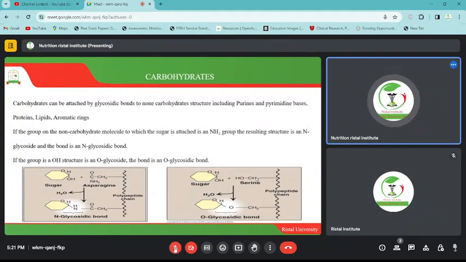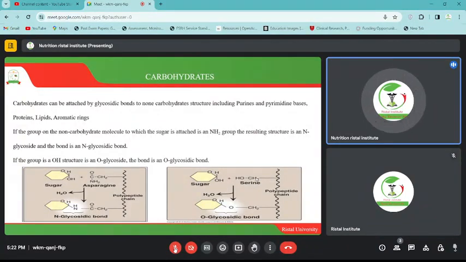Continuing with the carbohydrates, they can be attached by glycosidic bonds to non-carbohydrate structures, which include the purine and pyrimidine bases, proteins, lipids, and aromatic rings as well. Looking into some of these examples, what do you call a carbohydrate that has been attached to a protein? That's a glycoprotein. So those are the different kinds of things that come about.